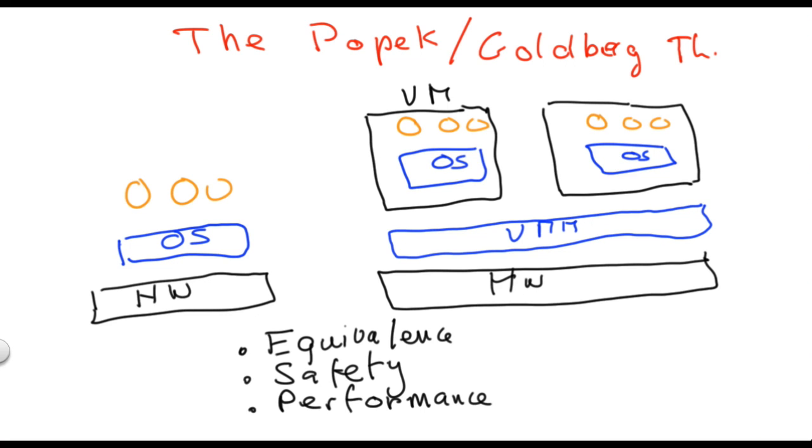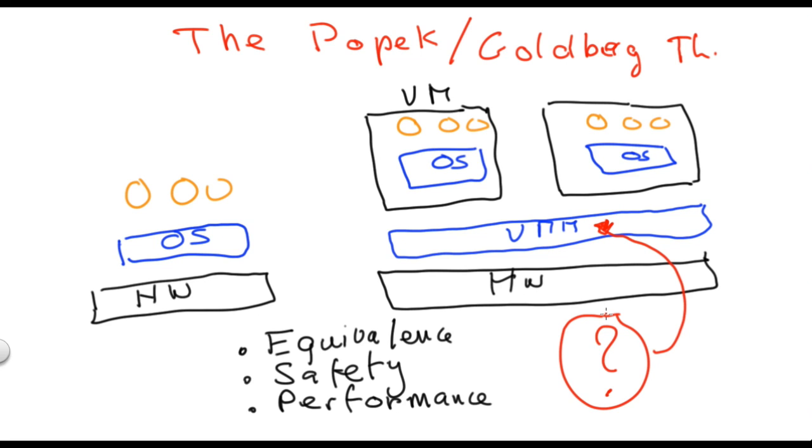So the central question of the Popek-Goldberg principle is whether you can build a virtual machine monitor for a given computer architecture. In other words, is it possible to build this VMM for a given piece of hardware?